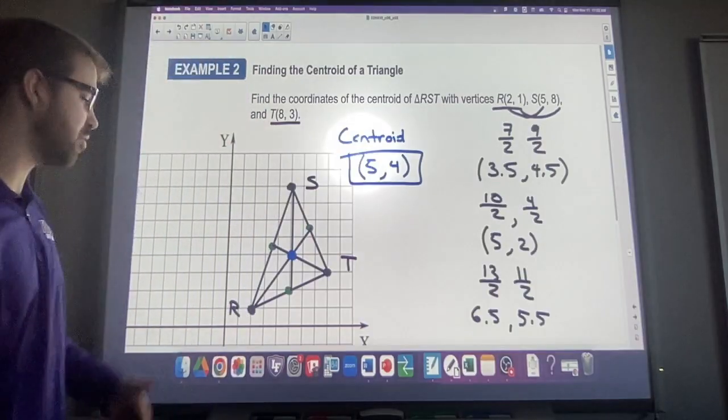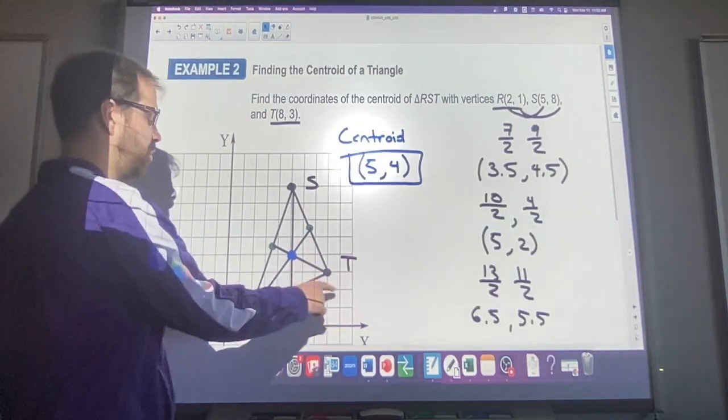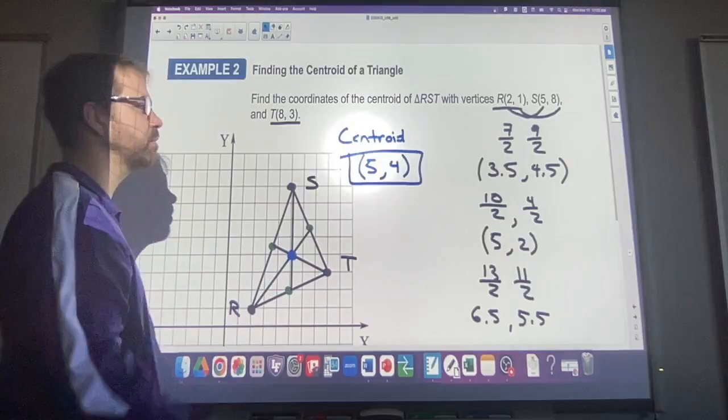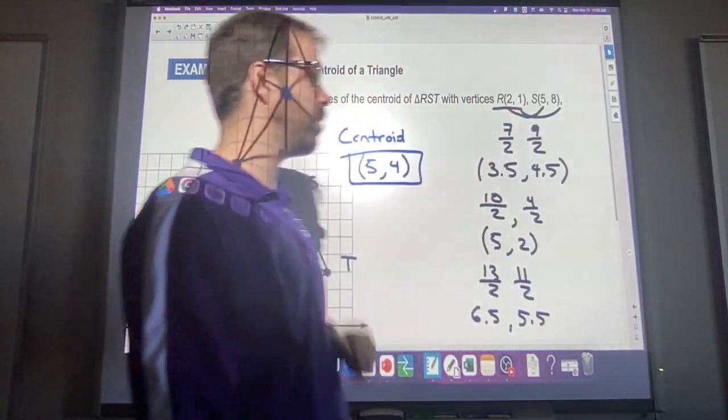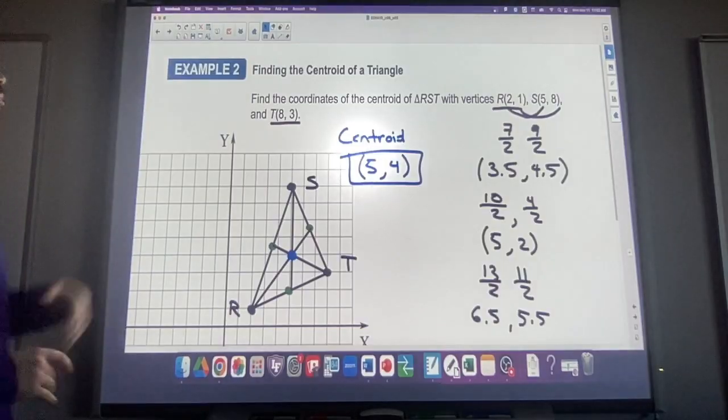And I showed you both ways because it doesn't really matter to me how you do it. Some people look at the graph and they just find the middle by counting the spaces and divide by 2. Some people look at the numbers, add them together and divide by 2. Either way is fine. Okay, it doesn't really matter.